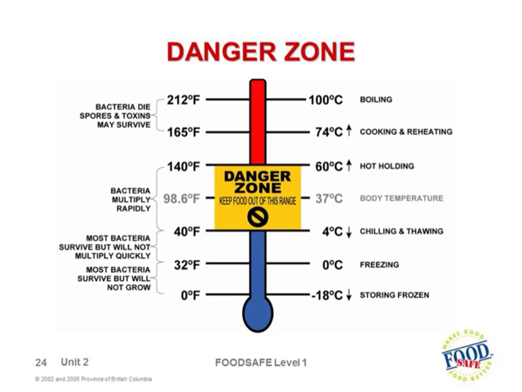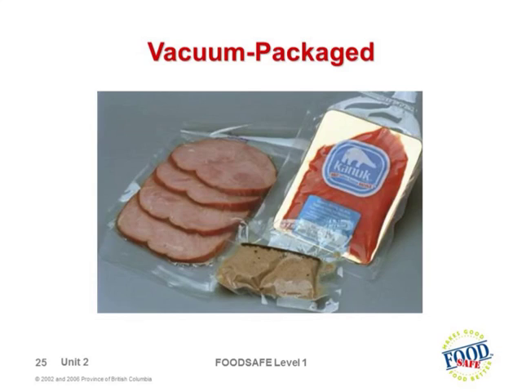At 0 degrees Celsius, things start freezing. Bacteria will survive but won't grow. At negative 18 degrees Celsius, that is where food should be stored in the freezer, just to make sure everything is stored and frozen. So, vacuum package.